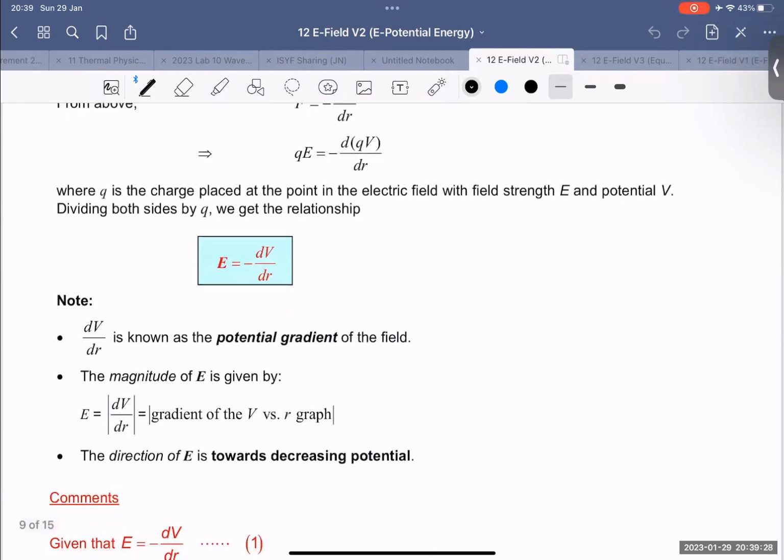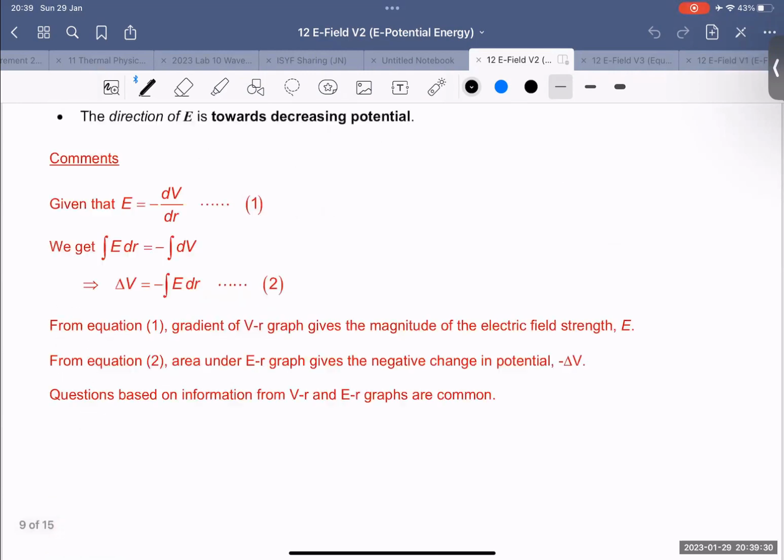Some comments. E is equal to minus dV/dr. So we can change to the integral form. Integrate E dr equals minus integrate dV. Integrating dV will give you delta V. So delta V is equal to minus the integral of E dr.